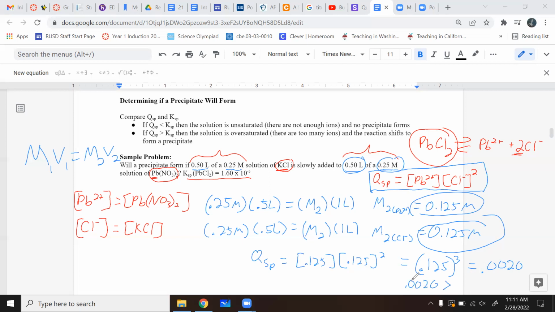Now 0.0020 is much bigger than 1.60 times 10 to the negative 5th, which is what our original KSP value over here is. And since our QSP value is bigger than our KSP value, that solution is oversaturated, meaning that a precipitate will form. So that's very long, but that's how you answer whether or not a precipitate will form in a partially soluble salt solution. All right, once again, if you are unclear about where I'm getting my numbers, please ask me in class.